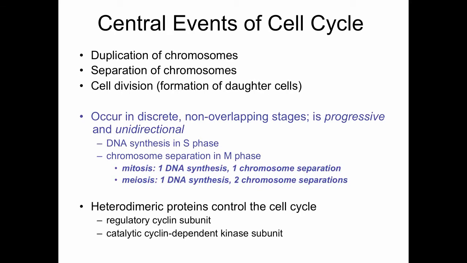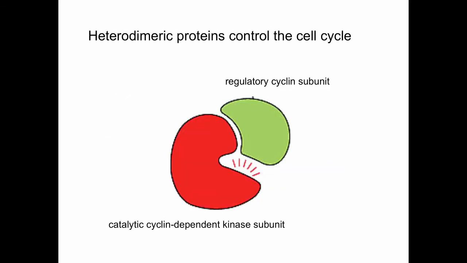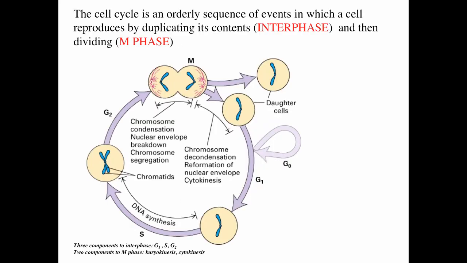We've come to understand over recent years that heterodimeric proteins control the cell cycle. There's a regulatory cyclin subunit and a catalytic cyclin-dependent kinase subunit. This cartoon is just meant to give you that view. So there's the regulatory cyclin subunit and the catalytic cyclin-dependent kinase subunit. And as we've said, the cell cycle is an orderly sequence of events in which a cell is going to reproduce by duplicating its contents. That's going to occur in interphase, and then it's going to divide, and that's going to occur in the M phase of the cell cycle.